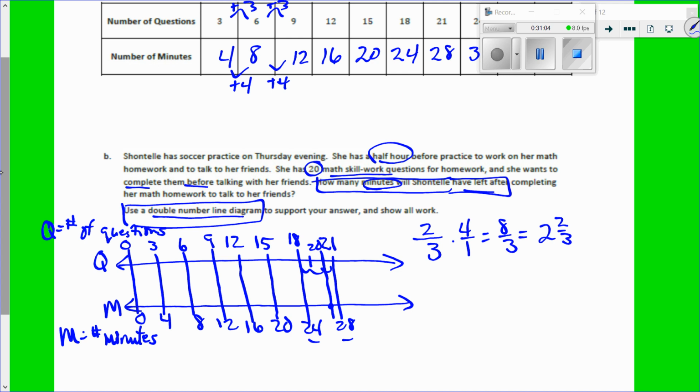Who doesn't understand where that 2 2/3 came from? Thank you for being honest, 2 of you. So everybody else, 3 of you. Everybody else understands? Oh, the dot is multiplication. Thank you.